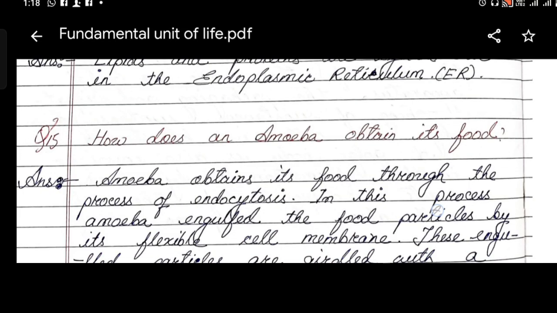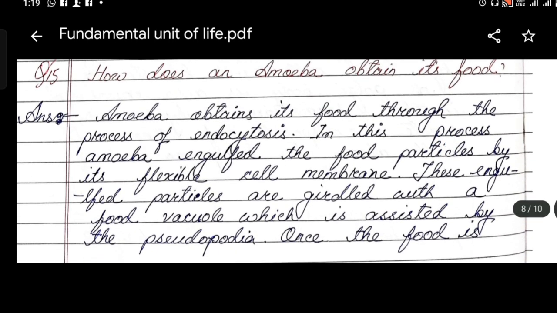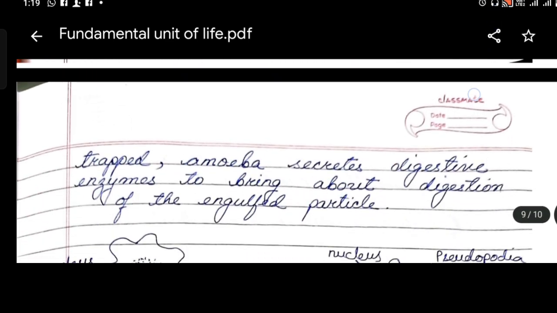Question number 15. How does an amoeba obtain its food? Answer. Amoeba obtains its food through the process of endocytosis. In this process, amoeba engulfs the food particles by its flexible cell membrane. These engulfed particles are girdled with a food vacuole which is assisted by the pseudopodia. Once the food is trapped, amoeba secretes digestive enzymes to bring about digestion of the engulfed particle.